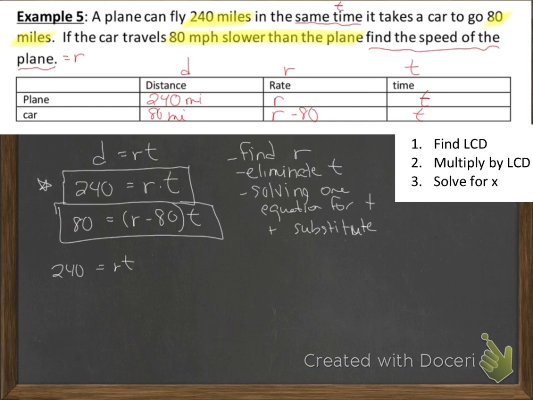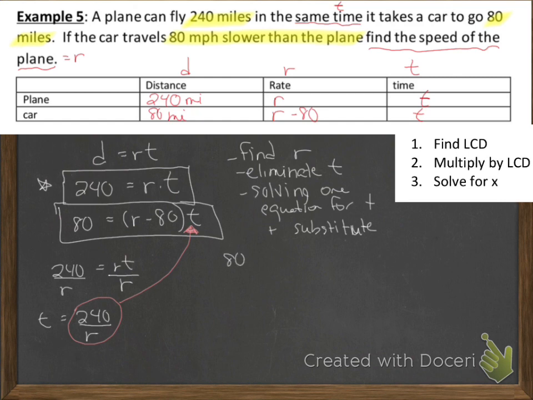How can I isolate my t? How can I solve for t? Well, what I need to do is divide both sides by r. So I have the expression t is equal to 240 divided by r. Now what we're going to do is take this new expression and substitute it for t in our second equation.